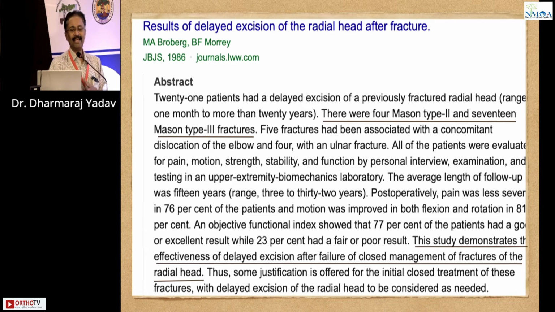Now, results of delayed excision, why I put it here is, when you say delayed excision, it means you had conserved the fracture earlier and then you excise the radial head later. So this study also says, and there were Mason type 2 and 17 Mason type 3. This study demonstrates the effectiveness of delayed excision after failure of closed management of fracture of radial head. Thus, some justification is offered for the initial closed reduction. So yes, there are studies which say that you can.